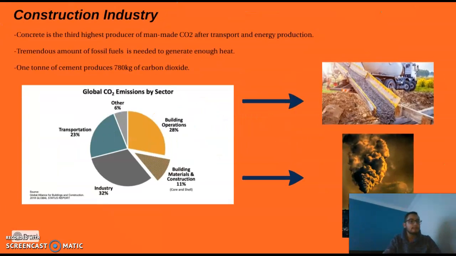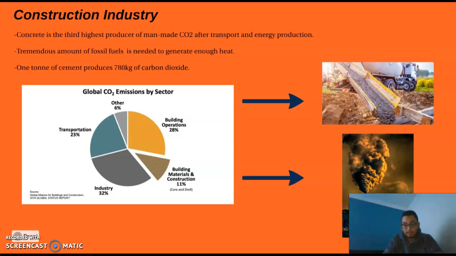The classical building method is about the construction industry, and it's well known that concrete is the third highest producer of carbon dioxide, obviously after transportation and energy production. Humanity needs huge amounts of fossil fuels to generate enough heat to produce concrete.